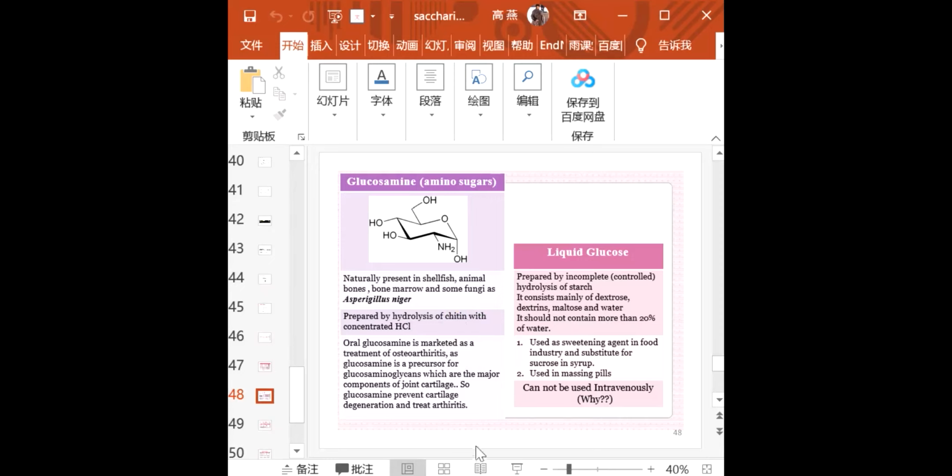The oral glycosamine is marketed as a treatment of osteoarthritis, as glucosamine is a precursor for glycosaminoglycan, which are major components of joint cartilage. So it's actually a product already. So the glycosamine prevents cartilage degeneration and treats arthritis.